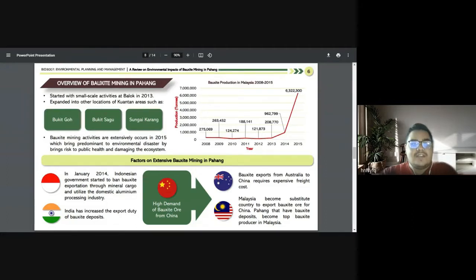This trend occurred due to several factors. Firstly, in 2014, Indonesia banned bauxite operation through mineral cargo and utilized the domestic aluminium processing industry. Second, India increased the export duty of bauxite deposit. This situation resulted in a shortage of bauxite deposit worldwide, particularly in China, which requires high demand of bauxite ore. Besides, bauxite import from Australia to China requires expensive freight costs. Thus, Malaysia became the substitute country for bauxite imports with the existence of the Pahang bauxite deposit.